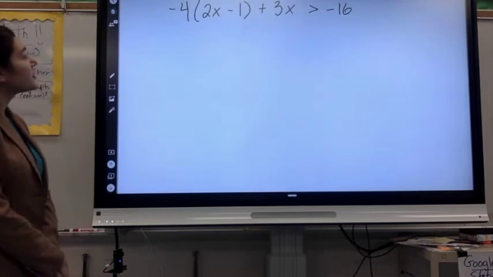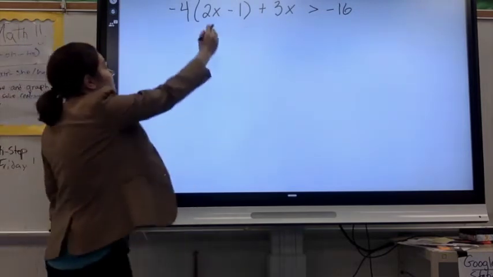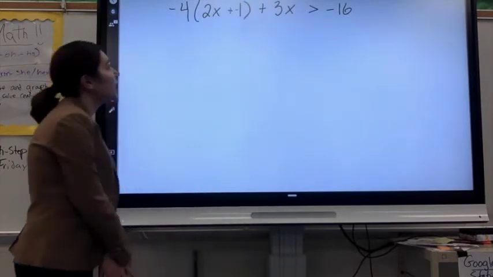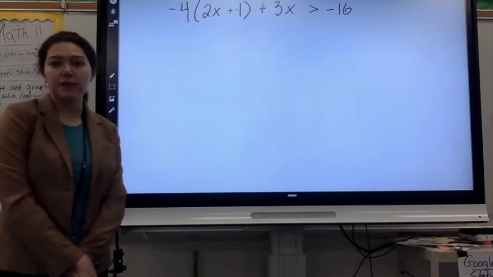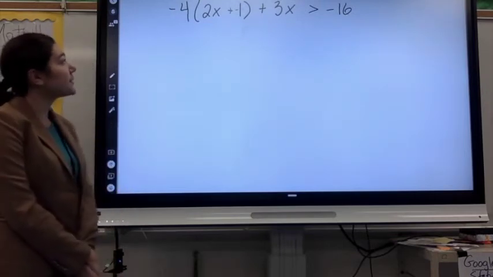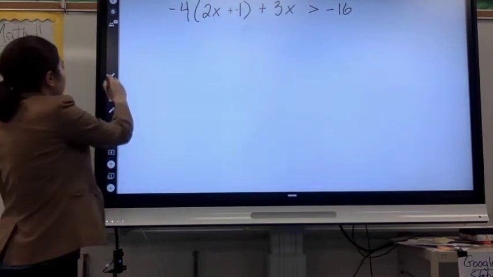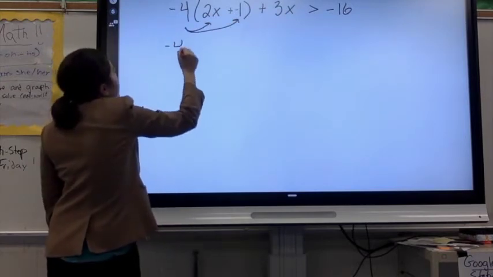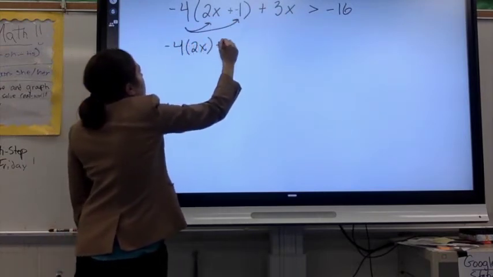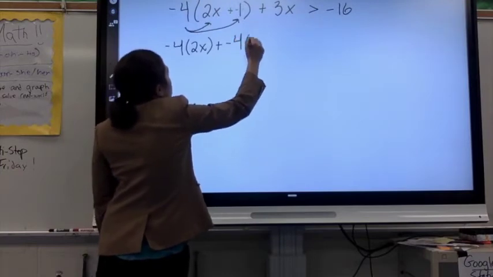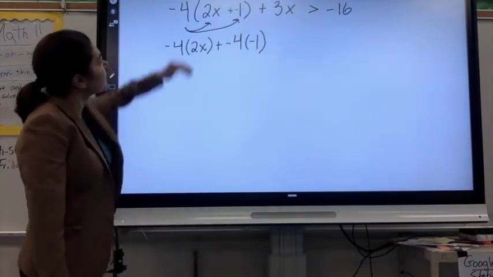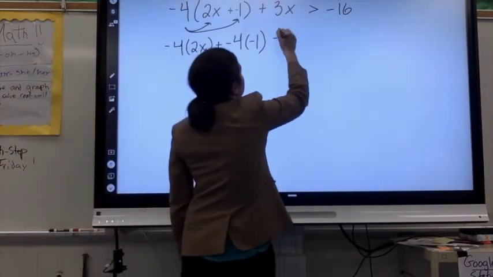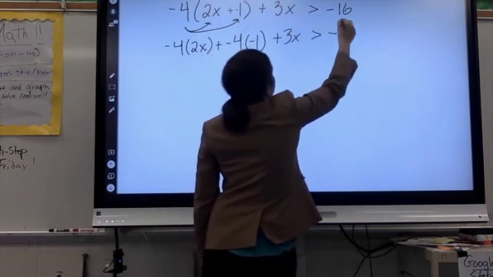Okay, so first step is distributing. Notice I have 2x minus 1, and our rule of thumb is to change subtracting into adding the opposite whenever we're distributing, so we don't make any sign errors. So subtracting 1 is the same thing as adding -1. And then I'm going to go ahead and distribute: -4 times 2x plus -4 times -1. Okay, so that's distributing. These are equivalent. I'm just using the distributive property. And then I'm going to drop down plus 3x greater than -16.